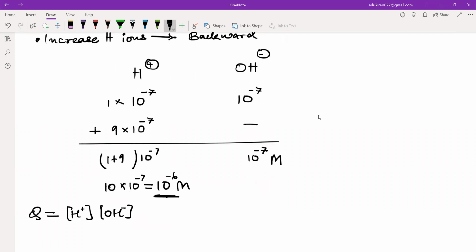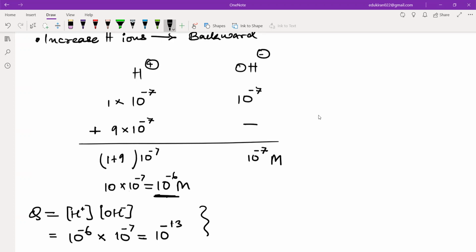The concentration of H plus is how much? 10 to the power minus 6, yes or no? Into 10 to the power minus 7. Tell me, guys, yes or no? Yes, sir. So this will be equal to how much? This will be 10 to the power minus 13, yes. Minus 13.